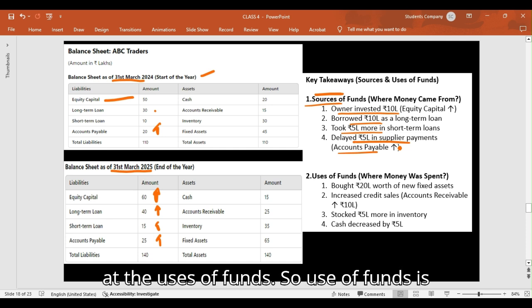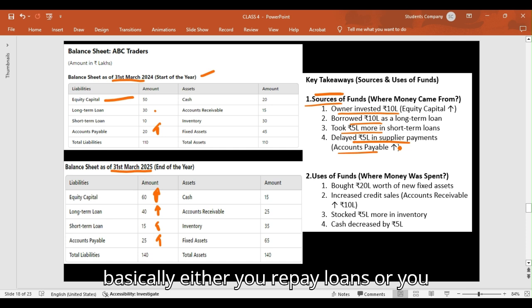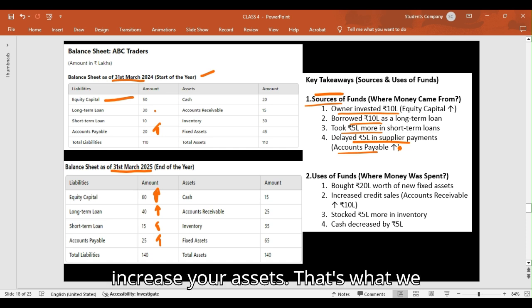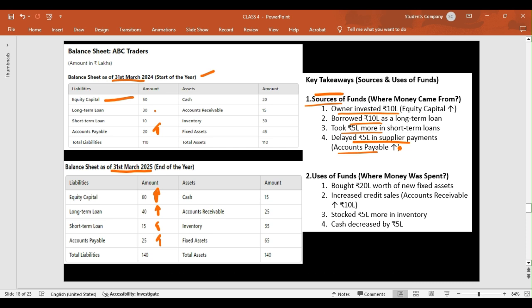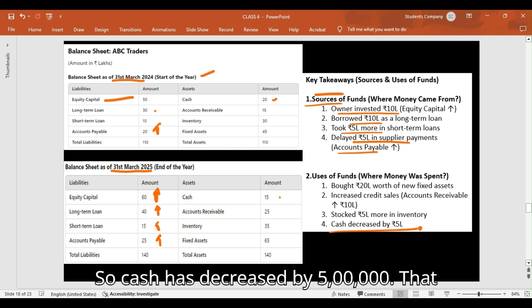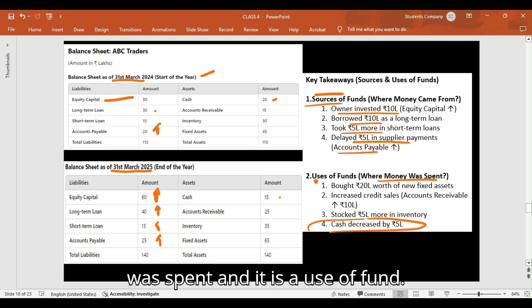Now let's look at the uses of funds. Use of funds is basically either you repay loans or you increase your assets. That's what we learned, right? So let's see this table. Cash was 55, now it's gone down to 50. So cash has decreased by 5 lakh. That means you have spent your money. Money was spent and it is a use of fund.